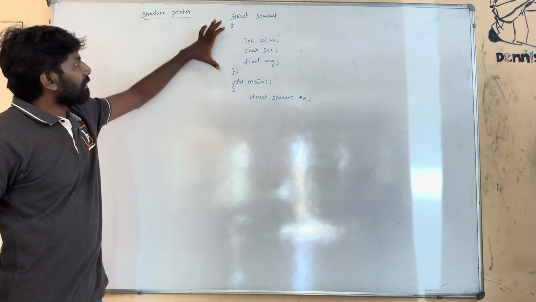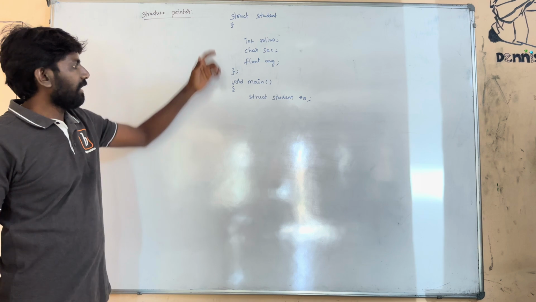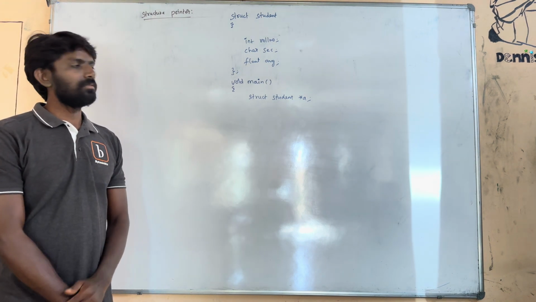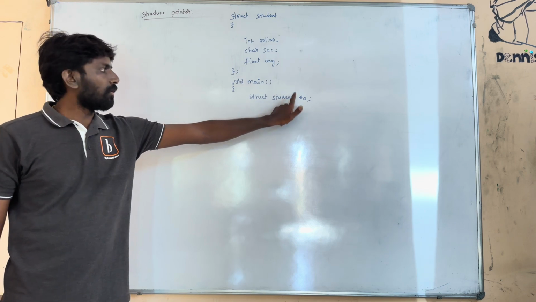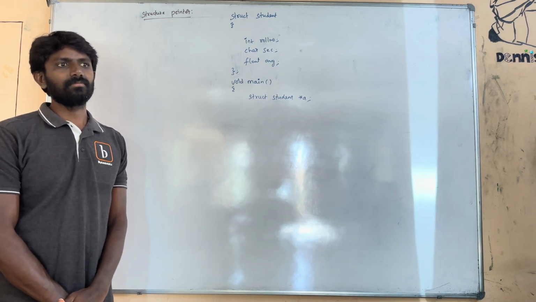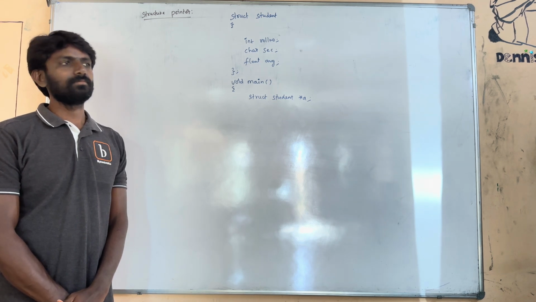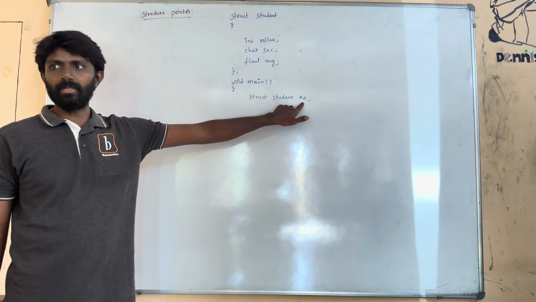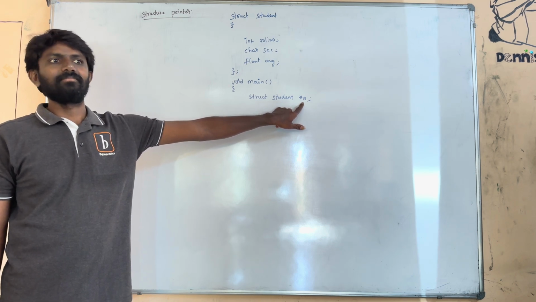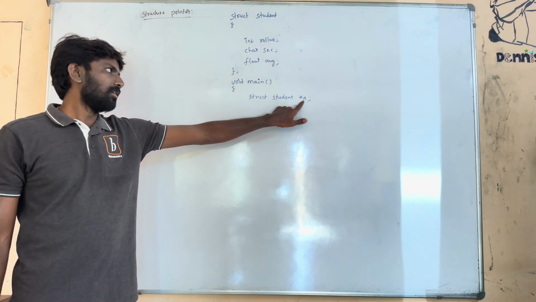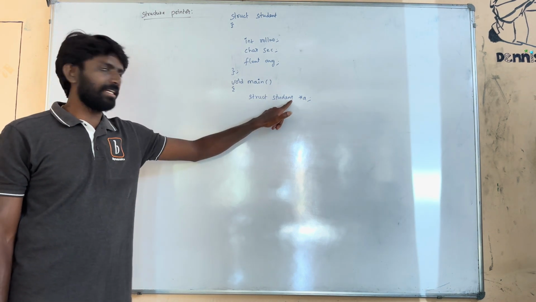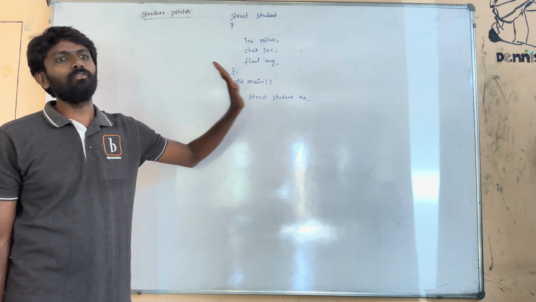Now we have the same structure, and for this structure I am creating a pointer variable A. For A, how much memory will be allocated? 4 bytes. Yes, you are right. It is allocated as we already discussed, irrespective of the data type. A pointer means it is 4 bytes.